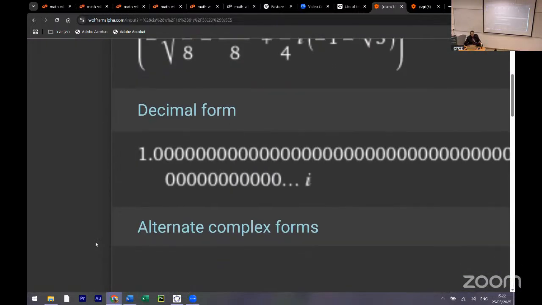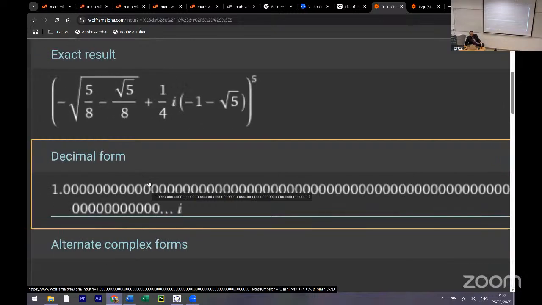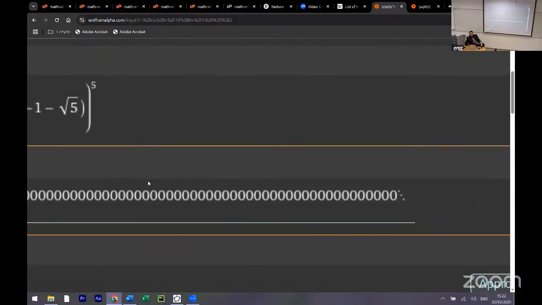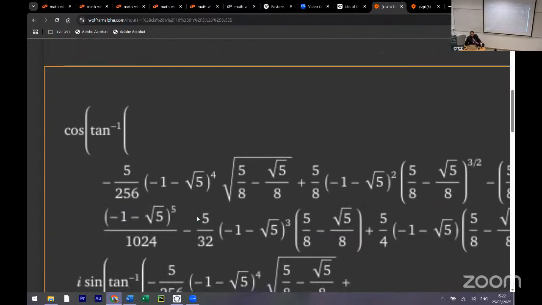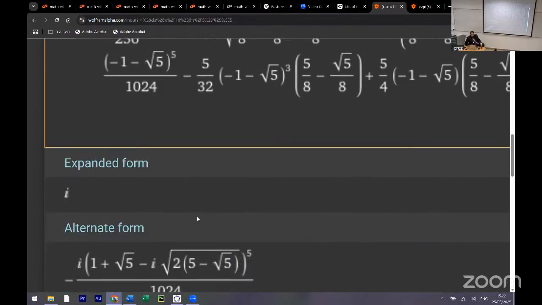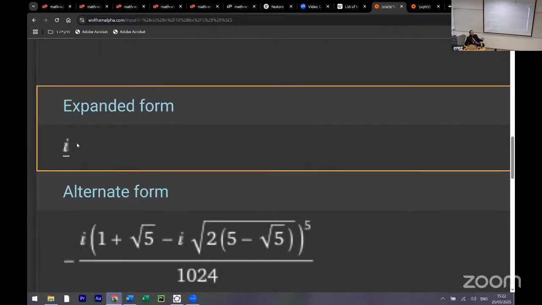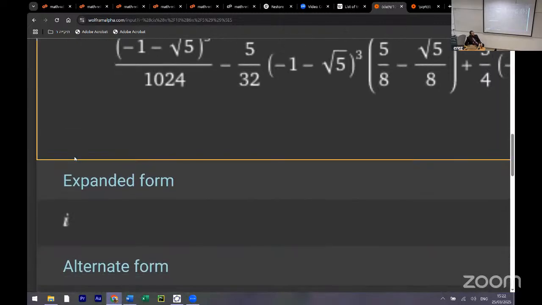I gave it the exact form and it gave me an approximation. It's a very good approximation, I must admit, because it's 1.00000000000 and so forth. Yeah, the answer is i. I don't know why it just says i. Funny. Why is this the expanded form? That is the simplified form. Okay, it has to do with its algorithms, I guess. But the answer is obviously i.